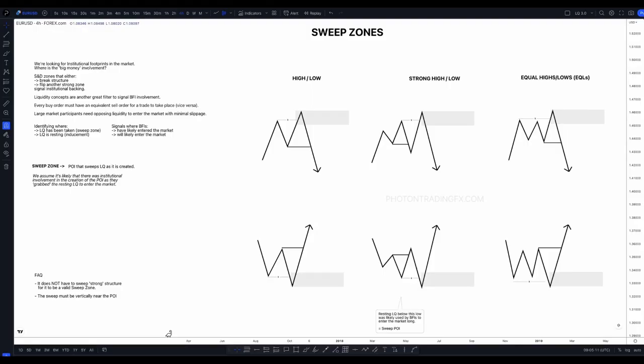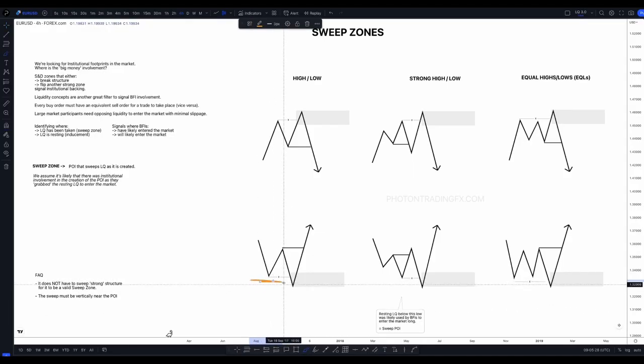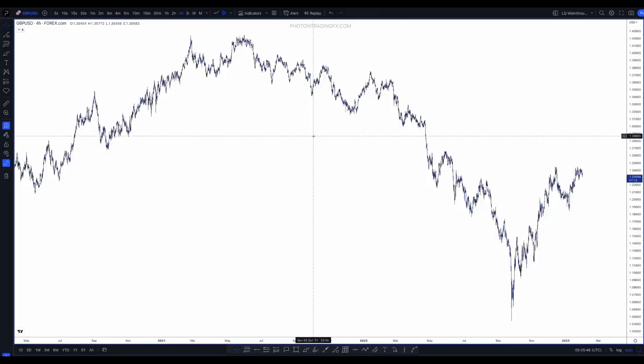So, a 20-second recap on what a sweep zone is. It's essentially another filter that we are using that potentially indicates that a supply or demand zone was created by institutional, big money involvement. The theory is that they've likely used the available sell side liquidity below that low to enter their long positions, which then leads to the break of structure, or likewise using the buy side liquidity above those highs to enter their short positions. Okay, so let's look at what these look like on an actual chart.